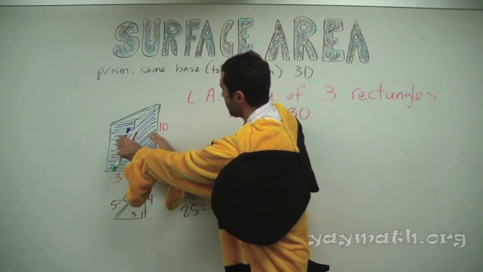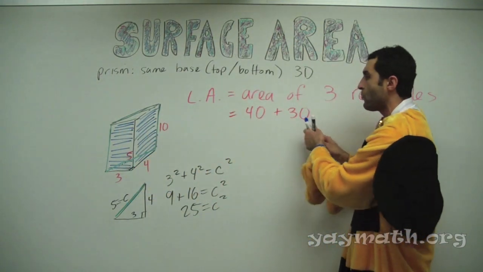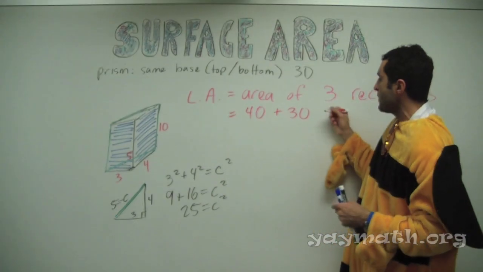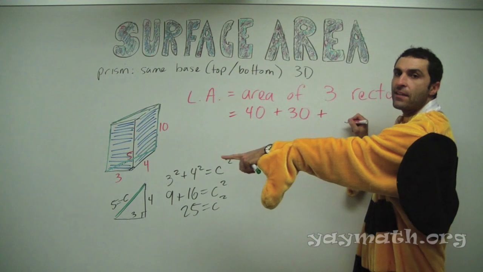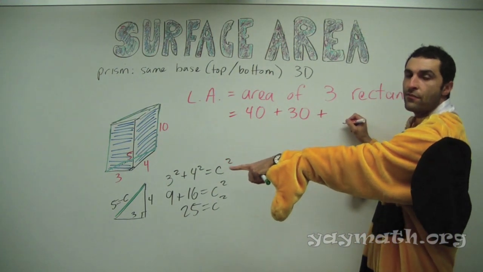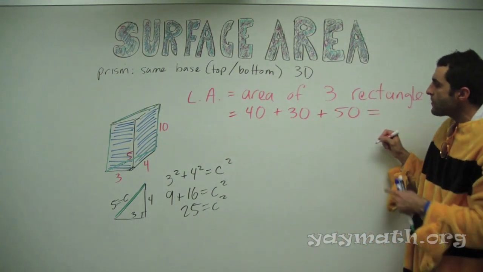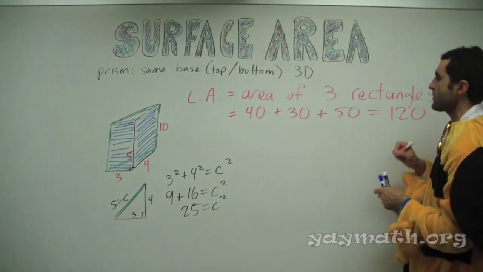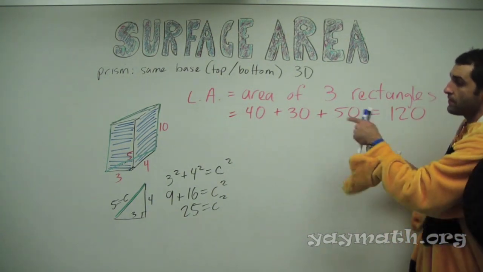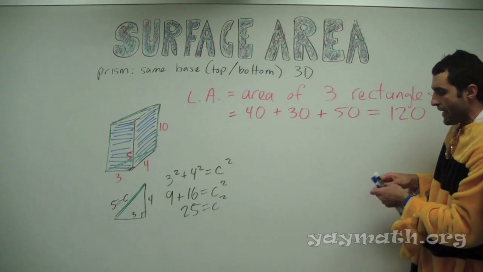So the three rectangular faces are here: 1, 2, and what by what? 10 by 5. Area in the back is 50. 50 plus 70 is 120. 120, thank you, sir. It's 120 all together. So that's the lateral area.